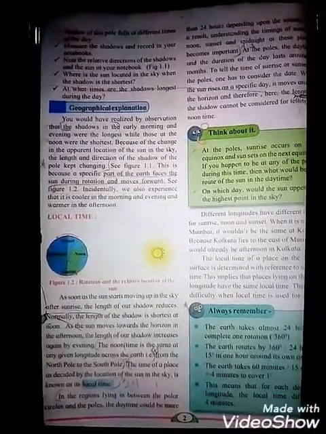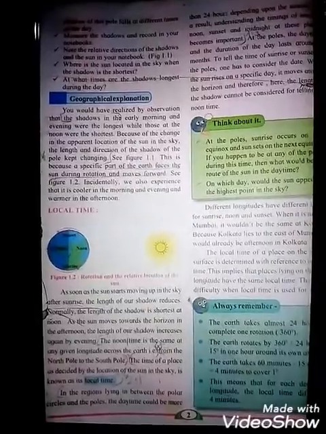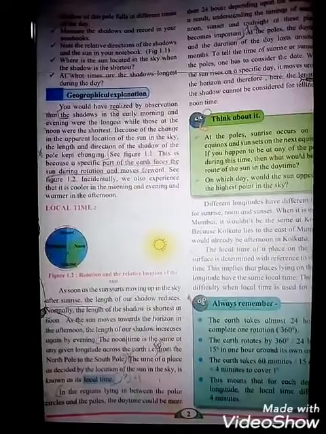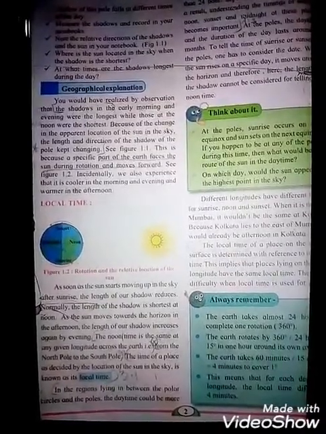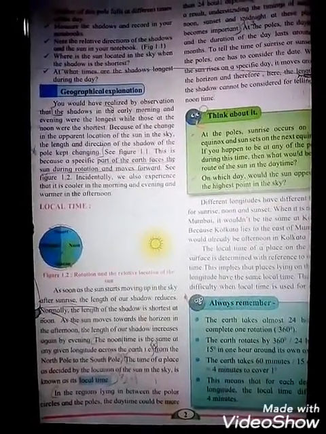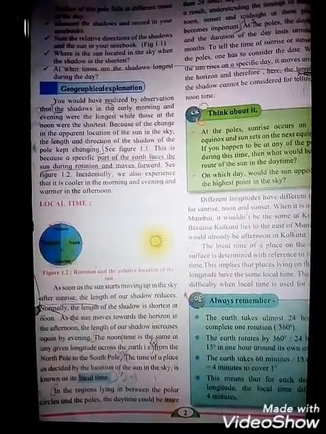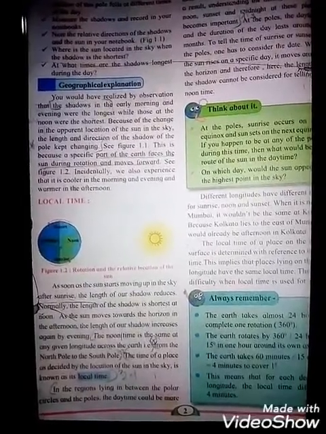Why? Because the sun is a star. As soon as the sun starts moving up in the sky after sunrise, the length of our shadow reduces, becoming less and less. Normally the length of the shadow is shortest at noon time. We say 12 o'clock noon, that means afternoon time. The shadow becomes very short.